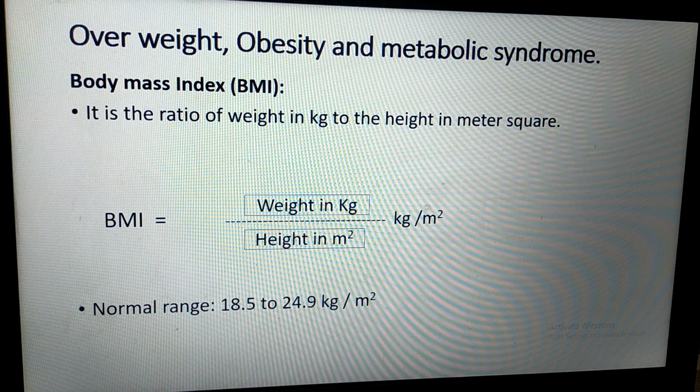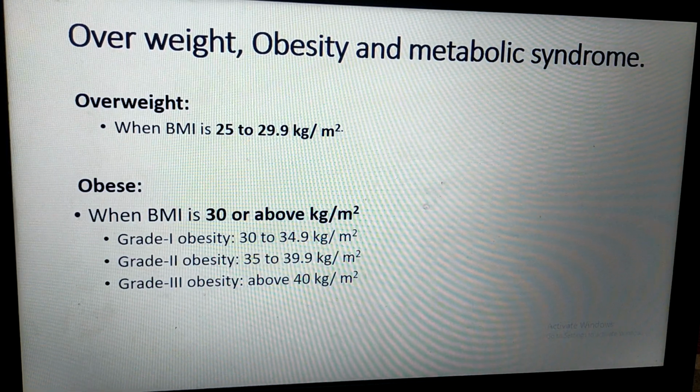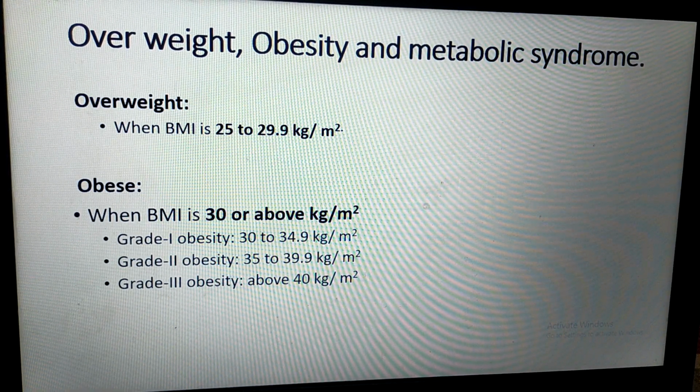If the BMI of a person is below 18.5, then we call them undernourished, and if it is above 24.9, then we call them an overweight or obese person. Depending upon the BMI, we have two categories: overweight and obese. Overweight means BMI is from 25 to 29.9 kg per meter square, whereas obese means BMI is 30 or above 30 kg per meter square.